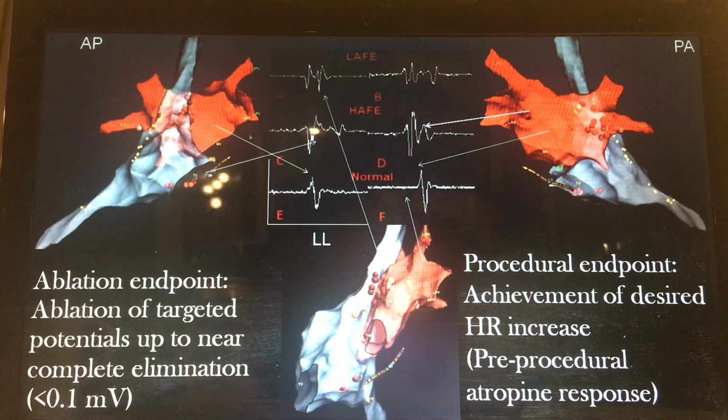For example, heart rate increased to 120 BPM at the end of atropine administration. So we should achieve this heart rate increase after the cardiac ablation procedure to say yes, we have completely eliminated vagal innervation.